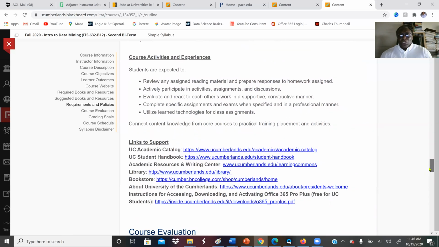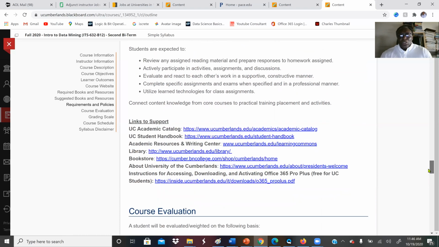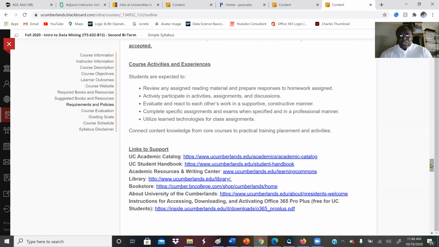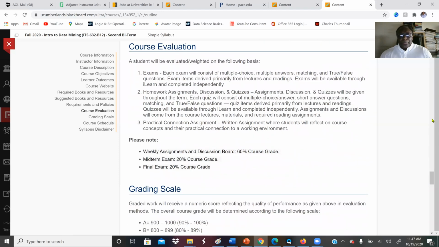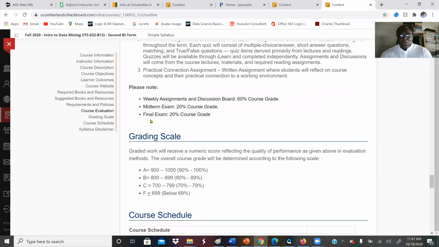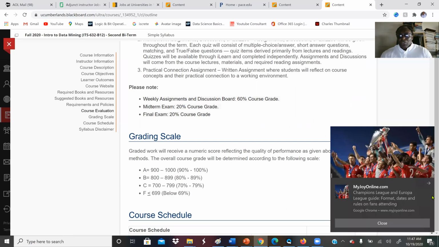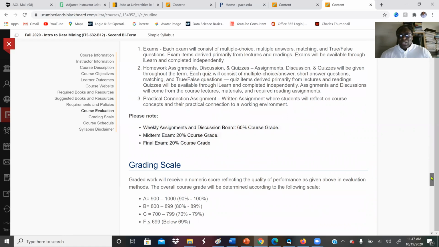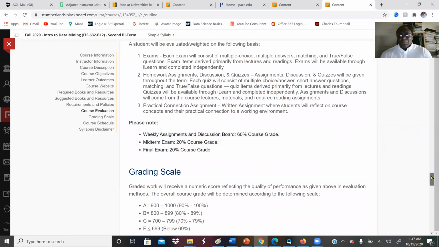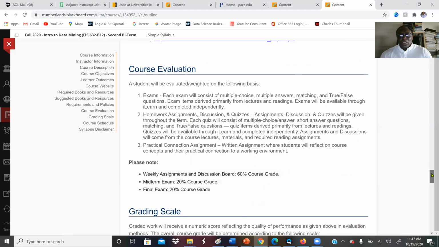Course activities and expectations. Hopefully by the end of this course, students will get a grade, and we are going to evaluate the grade using a few assessments. For example, we have a midterm exam, which will be 20% of your final grade. The final exam is also 20% of your final grade. Then we may have a weekly discussion board and also assignments. The assignments and weekly discussion board will be 60% of your final grade. We may also have a project within that 60%. So for the assignments, we may have one project and also some weekly exercises.